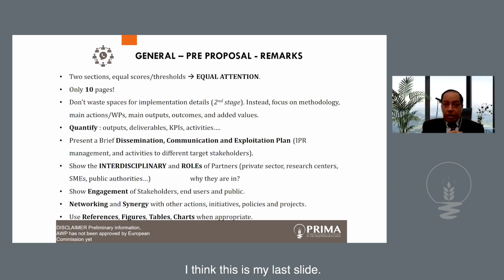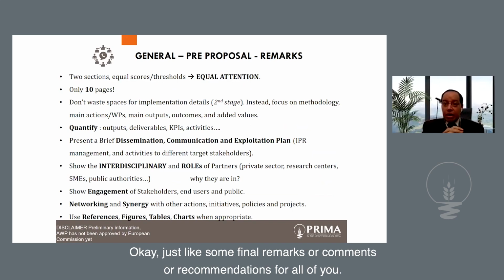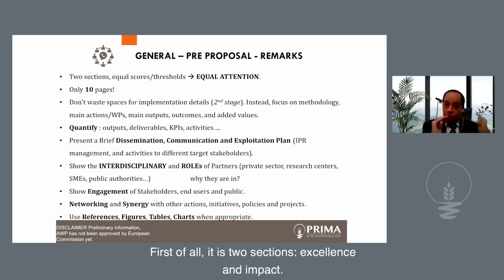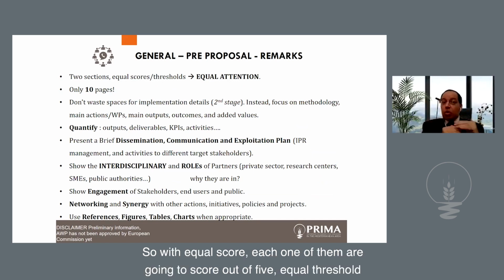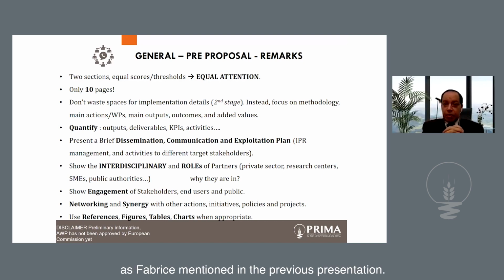I think this is my last slide. Okay, just some final remarks or recommendations for all of you. First of all, there are 2 sections, excellence and impact, or 2 parts in the pre-proposal: the excellence and the impact. With equal score, each one of them is going to score out of 5. Equal threshold, as Fabrice mentioned in the previous presentation.